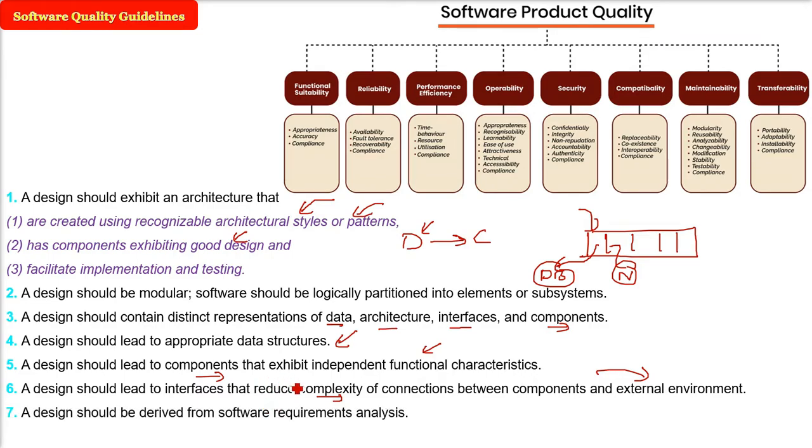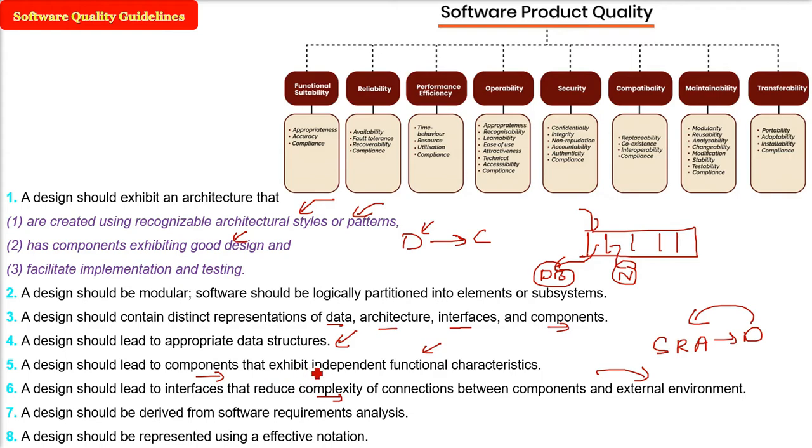A design should be derived from where? From requirements. So it has to come from software requirement analysis, the models you have made in the analysis model while you are actually doing the requirement engineering. A design should be represented using effective notation, that is, a proper way, readable, understandable. The notation has to be very clear so that it can be understood by the programmer and then the tester.